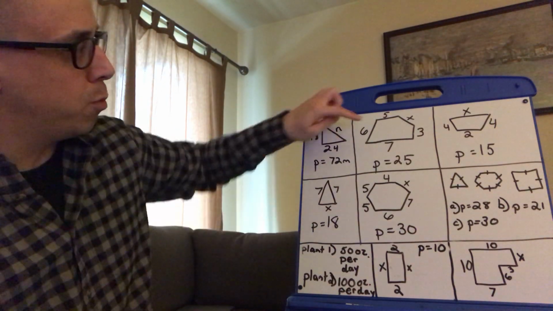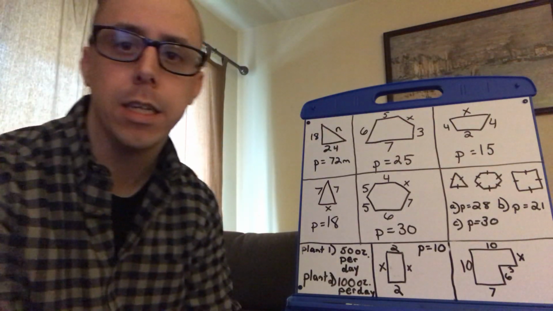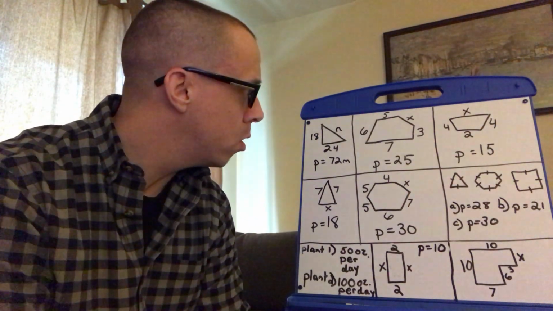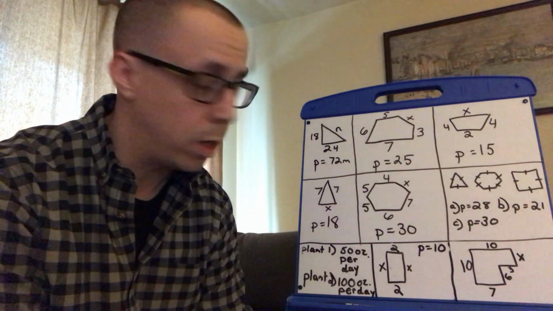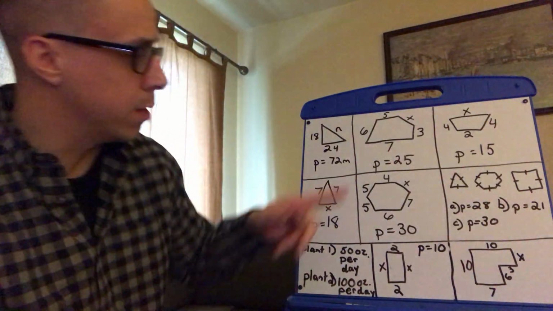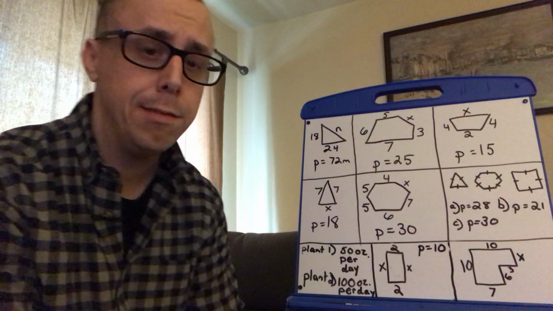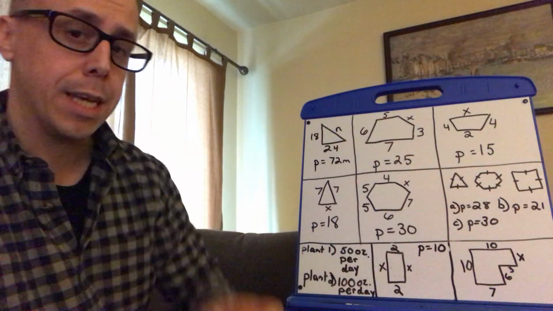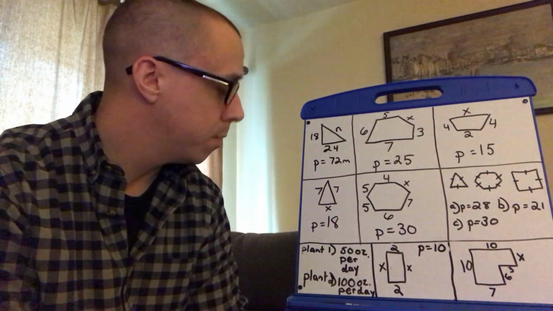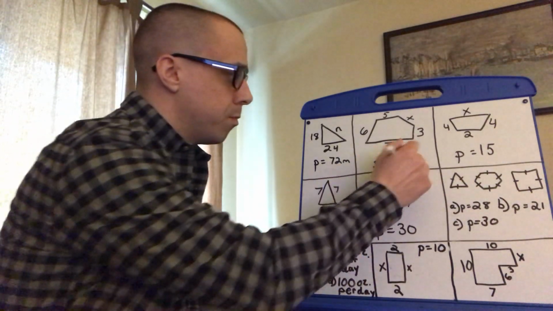Okay, here is another shape: 1, 2, 3, 4, 5, a five-sided shape. It is a pentagon. So I'm going to name the shapes just to review that as well. So here we have a pentagon. We're given the perimeter total is 25. We are not given this length here. It's labeled as x. Okay, let's just call it centimeters.